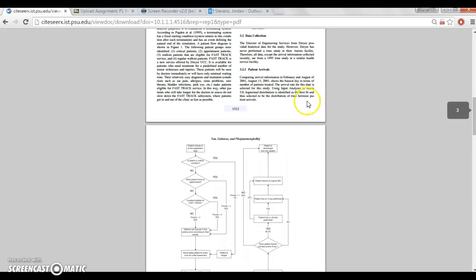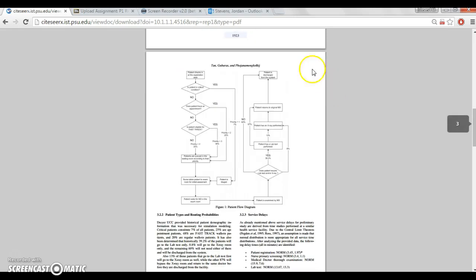Then they go into the patient arrivals, which they show arrive in a log normal distribution, but they never give the actual distribution time or their arrival rate. Then they show you the patient flow diagram, in which the patients arrive at registration desks. Then they go through a sorting facility, in which they're determined to be a critical patient, a patient with appointment, a fast track patient, or just a regular patient, and they're assigned priorities with that.